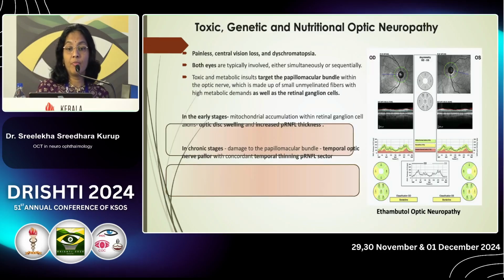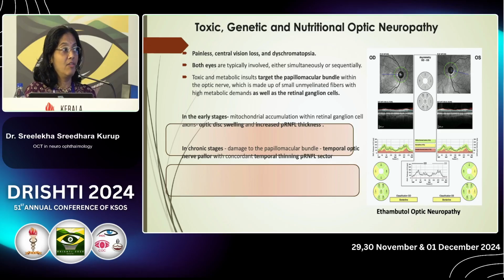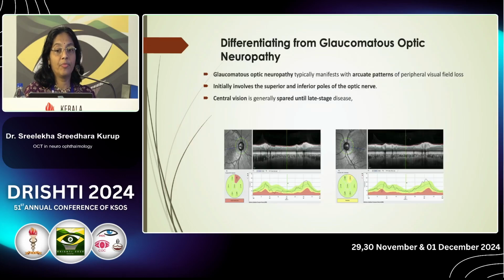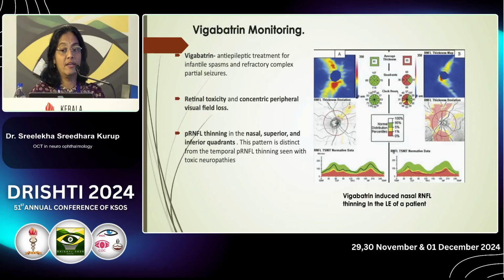Coming to toxic, hereditary and nutritional optic neuropathies, here also in the early stages there can be optic disc edema and thickening of the RNFL, whereas in the later stages there is development of temporal thinning and temporal pallor. In glaucoma, OCT helps in diagnosing, as the thinning is more in the arcuate defects and inferior poles rather than the temporal aspect. Whereas in vigabatrin toxicity, the thinning occurs in the nasal, superior and inferior poles rather than the temporal aspect seen in other neuropathies.